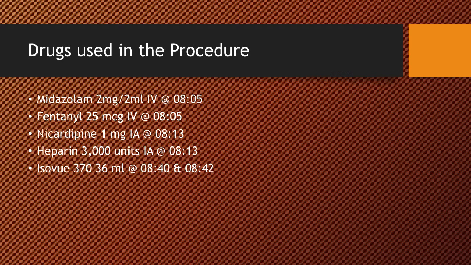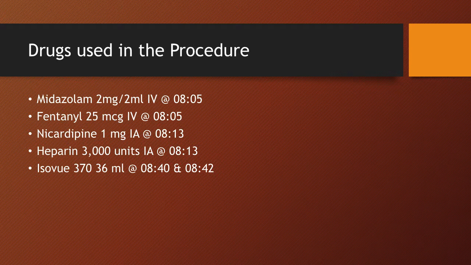So the drugs that they used in the procedure was midazolam, and that's a sedative. So they used that to sedate the patient, and they used this at 8:05, which was the time of the procedure. Fentanyl also for pain, which is 8:05, the same time as midazolam, one after the other. Nicardipine, they used, and I think it was the antihypertensive to prevent hypertension.